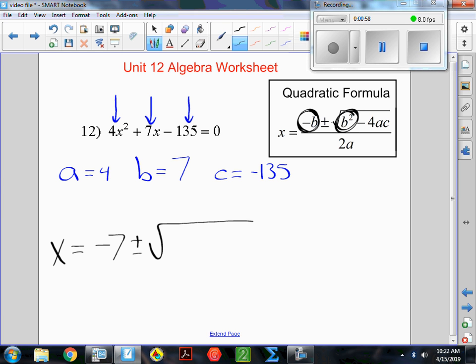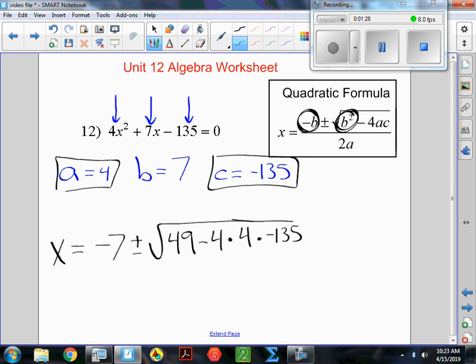Because if I write down a negative number here and I square it, using my calculator is not going to do what I want it to do. So b is 7, b squared is 49. So negative b, the opposite of b, plus or minus the square root of b squared minus 4, that's always part of the quadratic formula, times a is 4, times c is negative 135. So negative 4 times a times c, all divided by 2 times a.